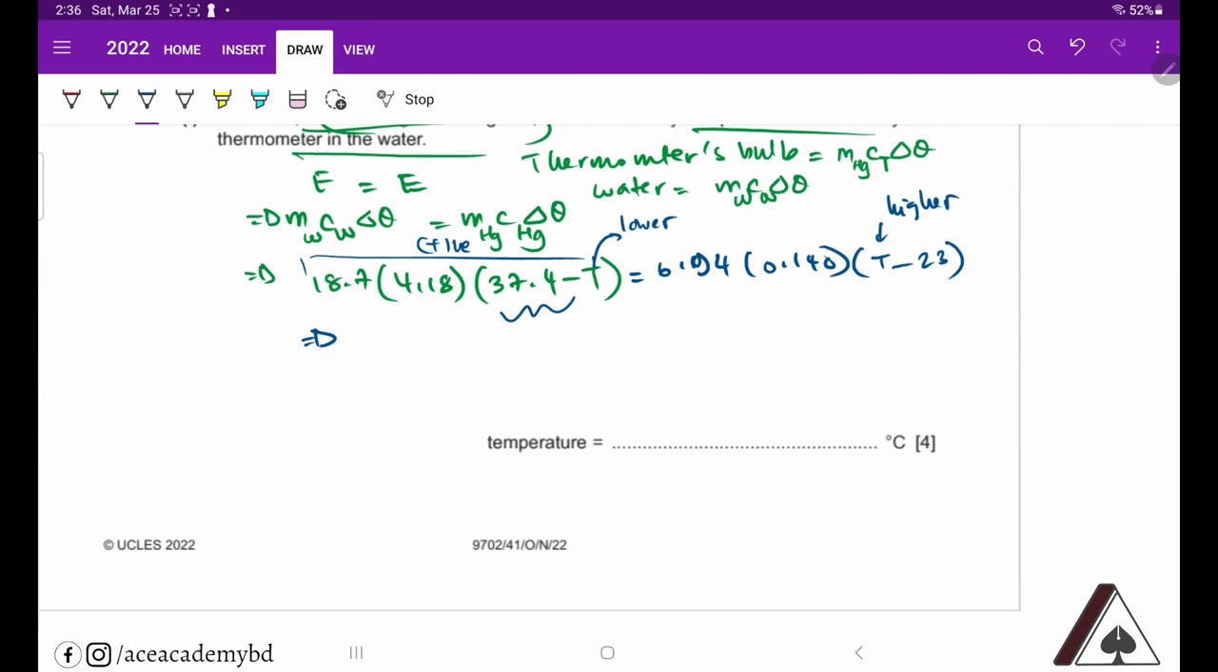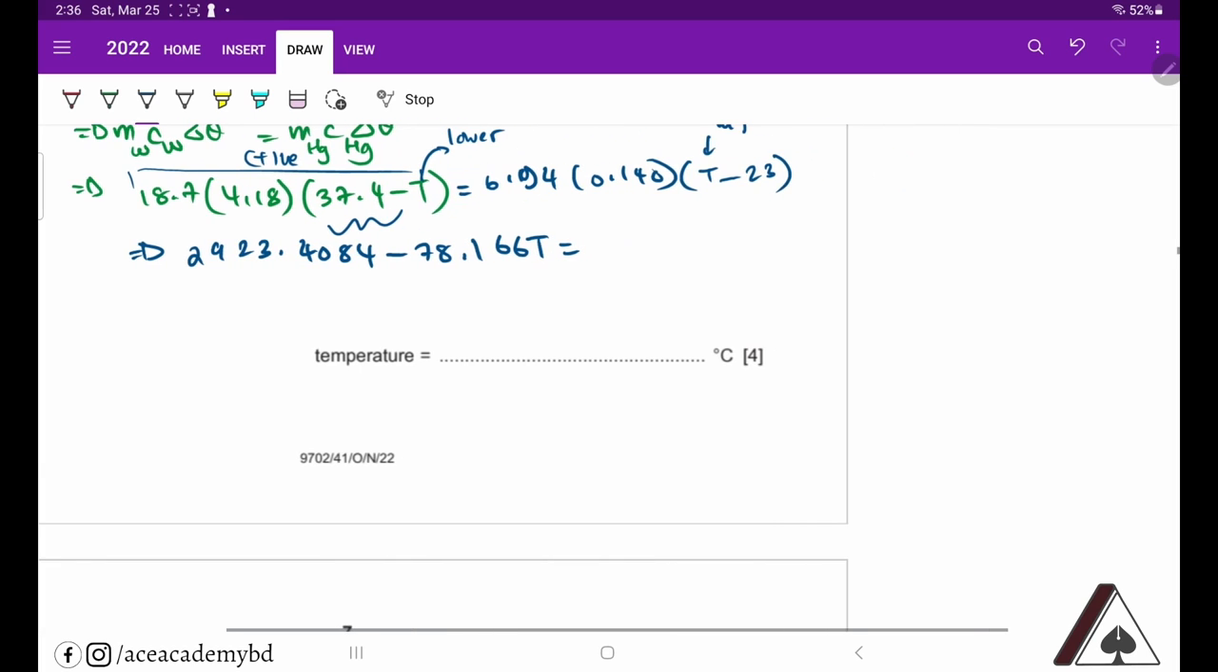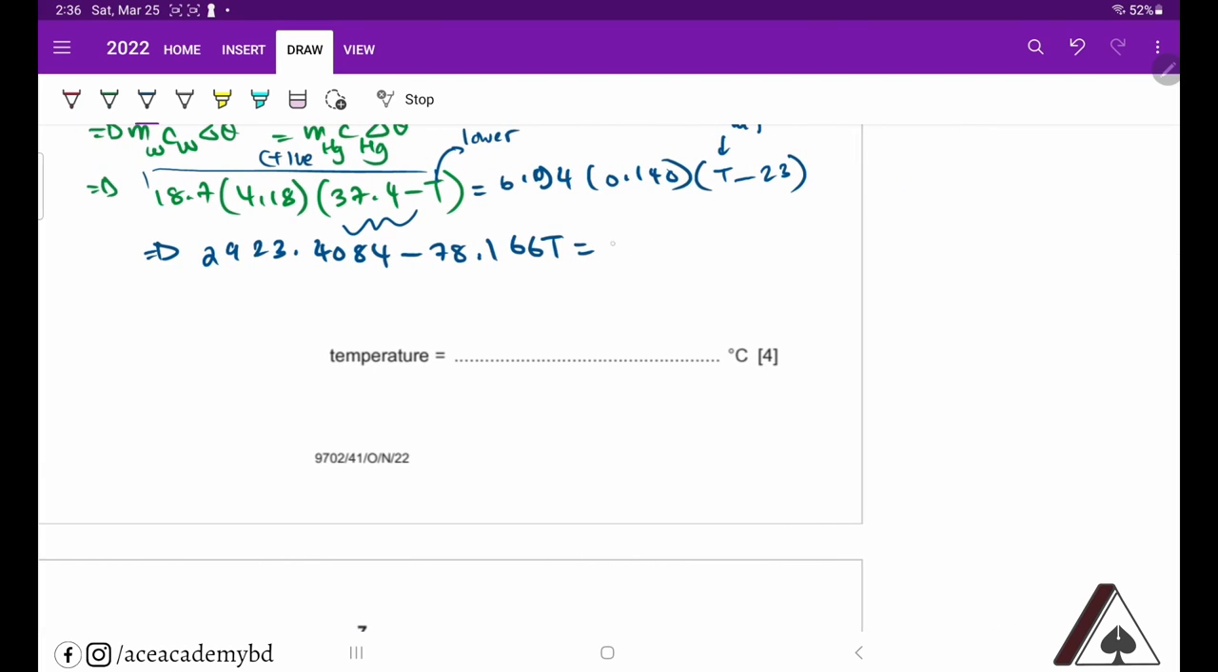Now if we do the math, 18.7 times 4.18 times 37.4 gives us 2923.4084 in my calculator, minus 78.1660 T. On the other side, if we calculate, we get 0.97160 T minus, if we multiply by 23, 22.3468. Now if we solve for T, we get a value of 37.2 degrees Celsius, which is our final temperature. So let's write this: 37.2 degrees Celsius.